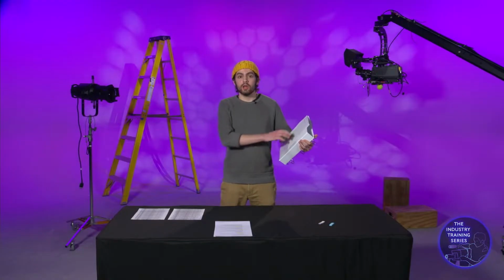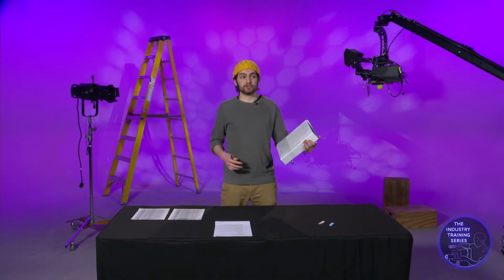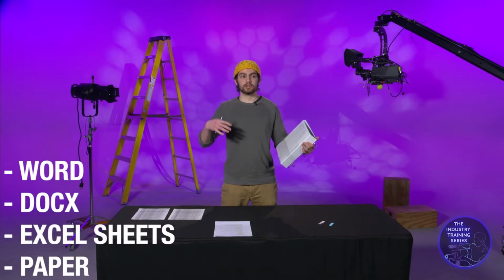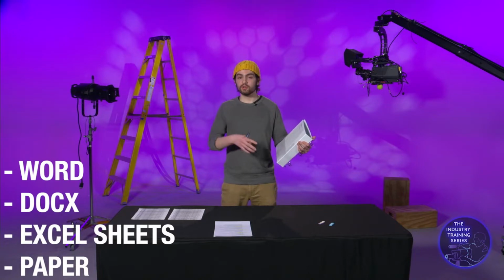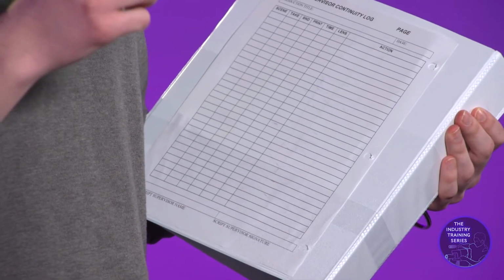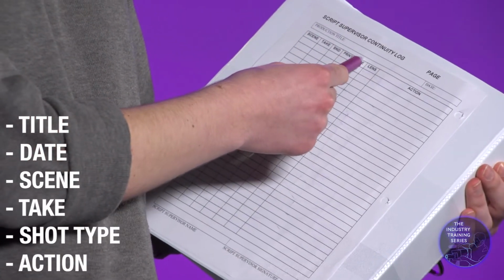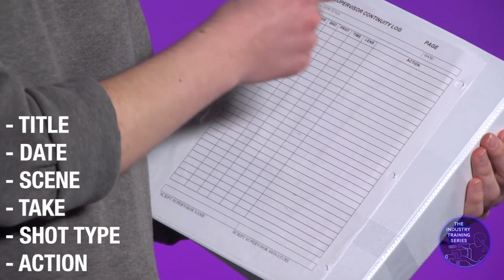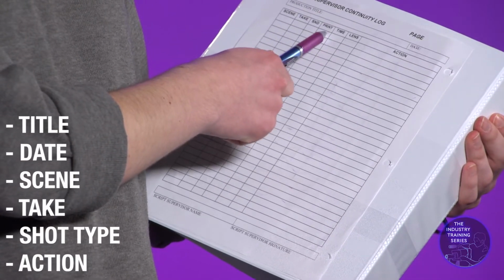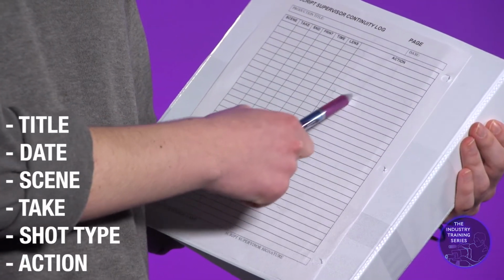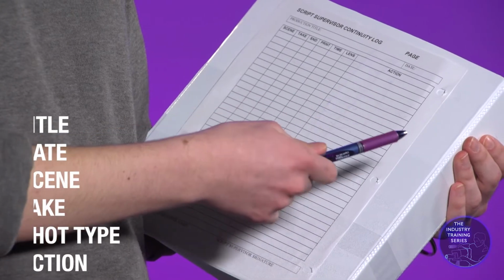So, the second main task will be note-taking. There are incredible resources for script supervisors on the internet in terms of note sheet templates. One can also create their own using tools such as Word, Docs, Excel sheets, anything like that, or even just use a blank sheet of paper. The key elements that they should have are the title of the production, the date, the scene, the take, the shot type, and an area for general description of what happened in the shot.